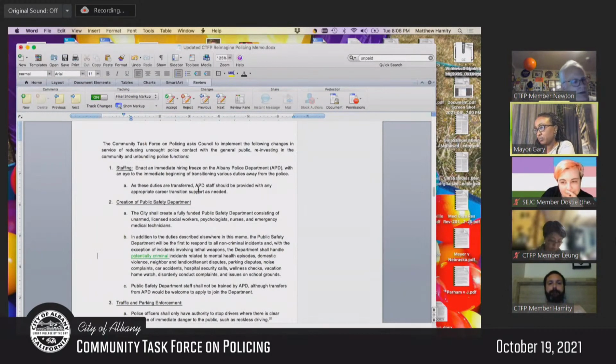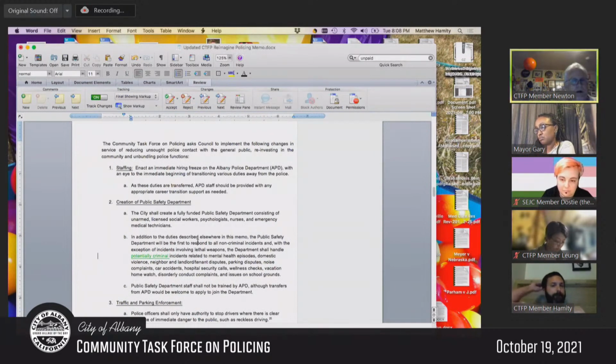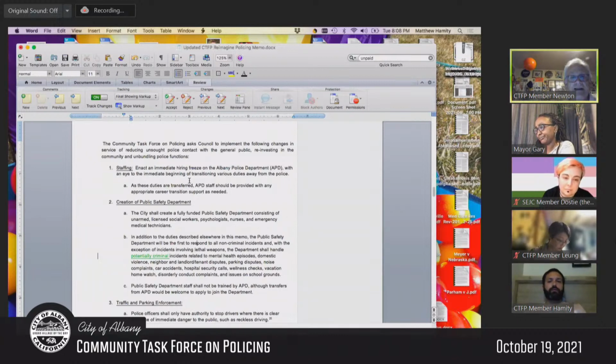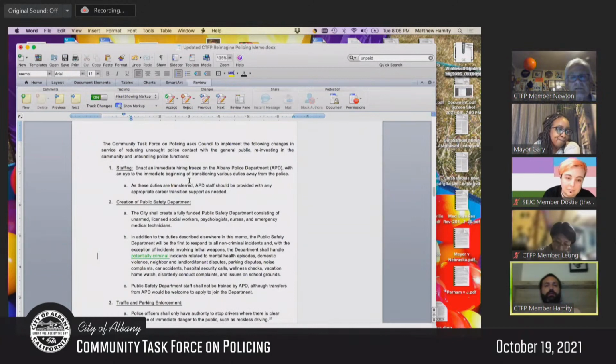Okay. What about union considerations? I mean, if we wanted to eliminate the police department tomorrow and create a public safety department, is that possible? Or they have contracts? Yeah, I think that it depends on what their agreement is as it stands.